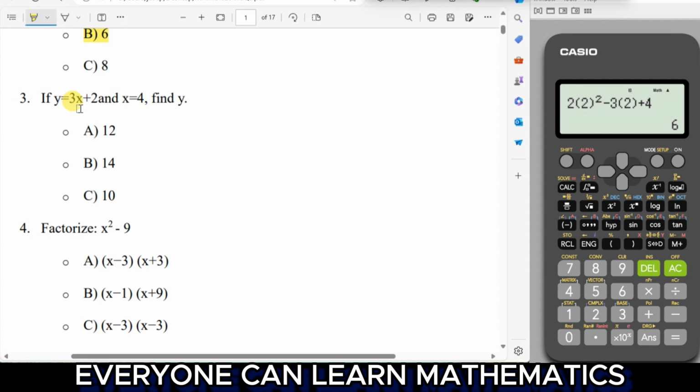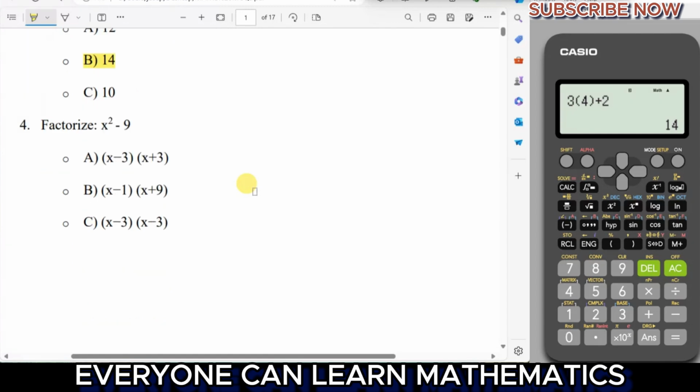Now question 3. If y is equal to 3x plus 2 and x is equal to 4, find y. So we are looking for y, and they've given us x. So all you have to do is substitute the x inside here. So x is 4, you put 4 inside, and you're going to get the answer. Using the calculator, you get 3x, and x is 4, plus 2, and the answer is 14. So the correct answer is B.